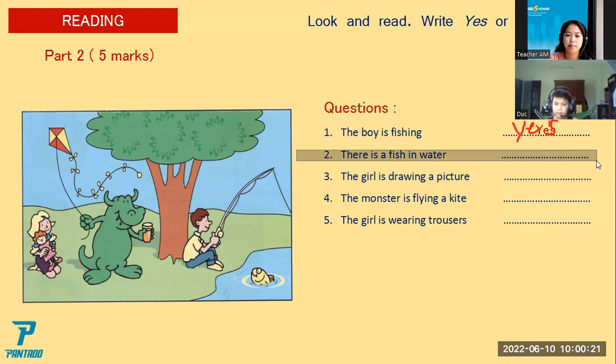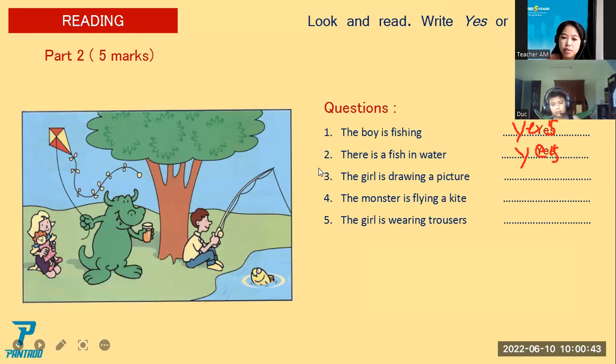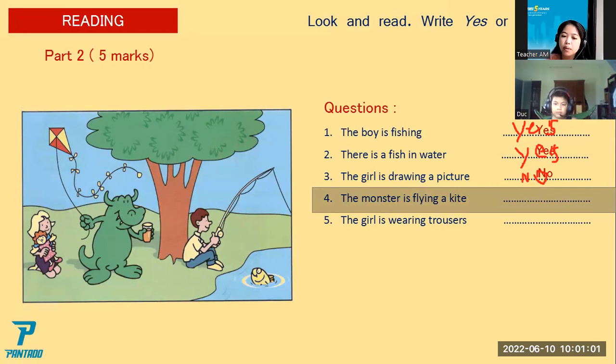Please read. Okay, please read number 2. There is a fish in the water. That's yes. Very good. How about number 3? I want you to read number 3. The girl is drawing a picture. No. Okay, that's no. Very good. What about number 4, Duke?